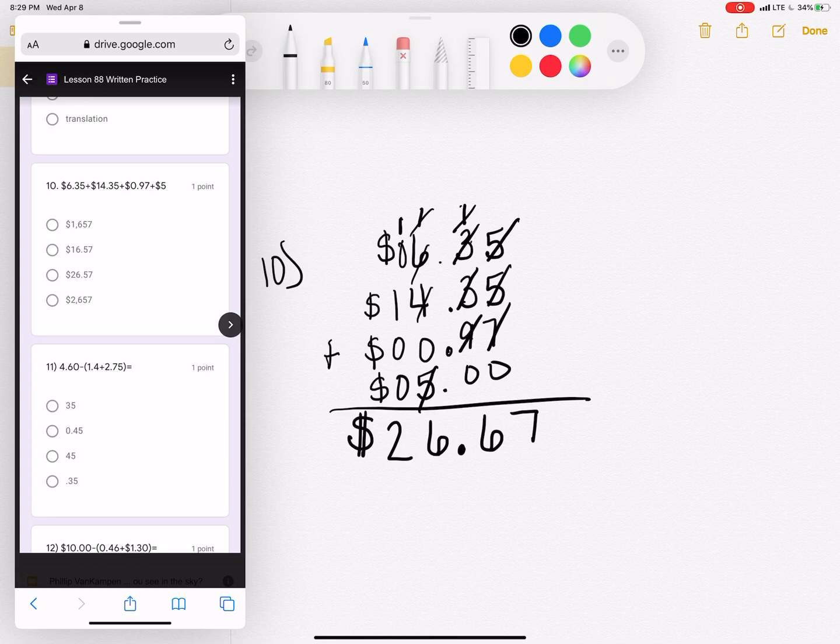9, 10, 6, 35, 35. That's because 1435 should have been written as 1425, which makes this 2657. I apologize.